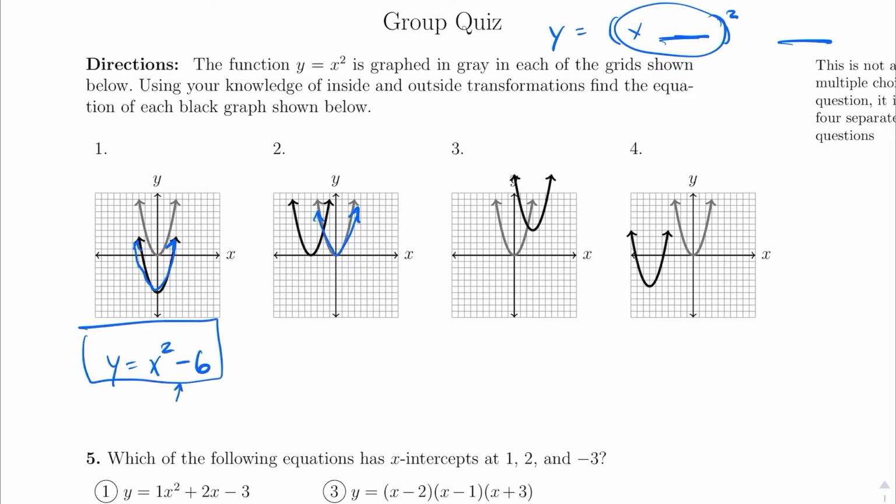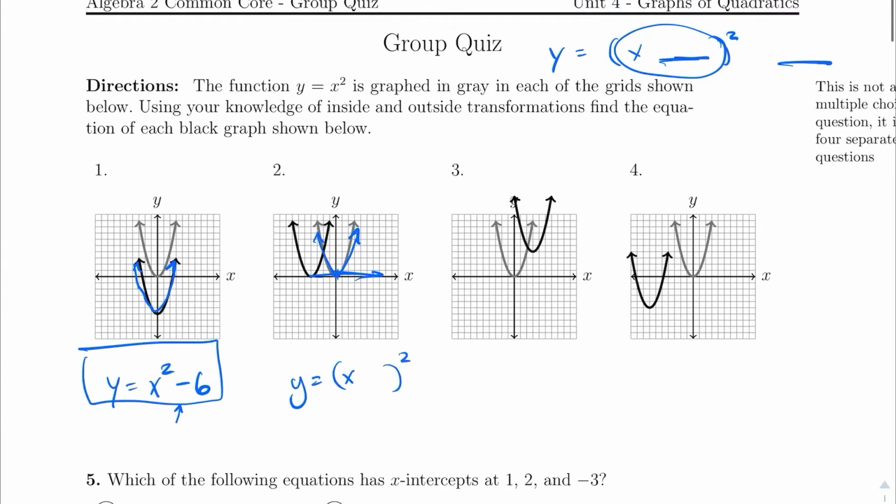For problem number 2, we're going to be moving only in the horizontal direction. And so this one is only going to have an inside transformation. So for this one, we have to move, it's hard to count with all of that stuff down there. So 1, 2, 3, 4 units to the left. So you would think that that would be minus, but inside is always the opposite of what you expect. There's no outside transformation because you didn't have to move it up or down.